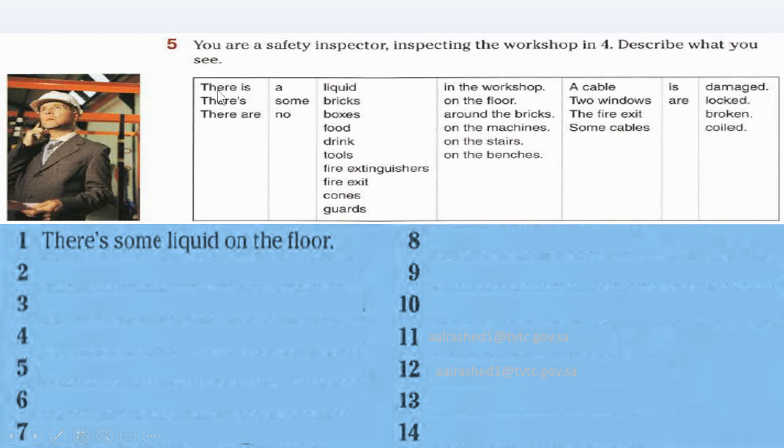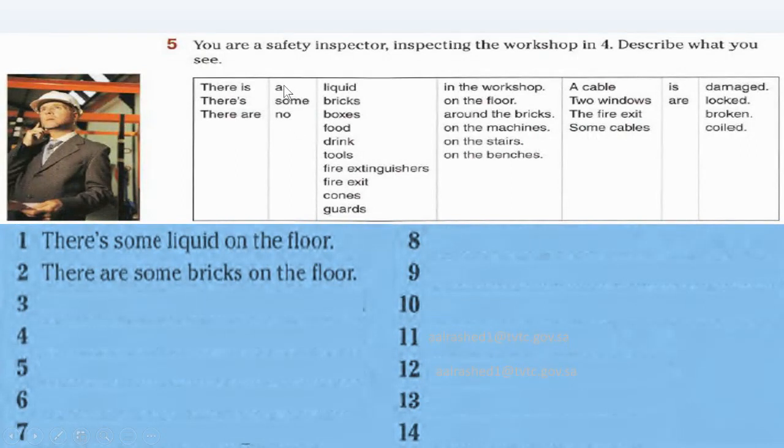For example, there is some liquid on the floor. Liquid is uncountable, so it uses there is. There are some bricks. Bricks ends with S, so this is plural countable. So at the beginning, I use are. So this is the first section. The second section, you need to put in front of the noun one of these, either a or some. Or no, if you want to talk about a negative.